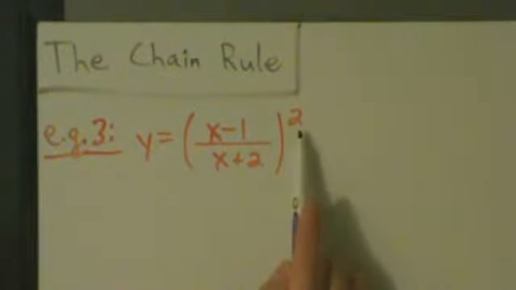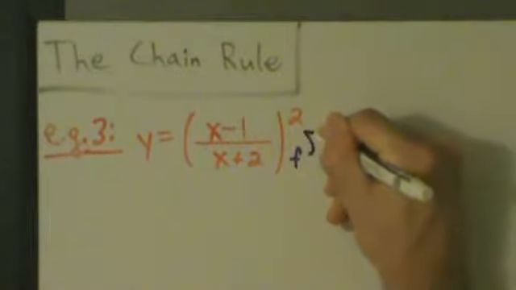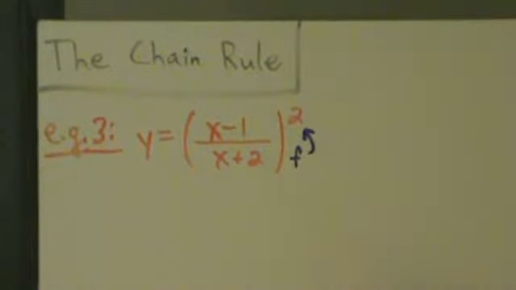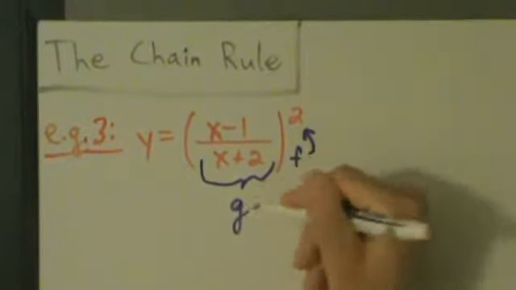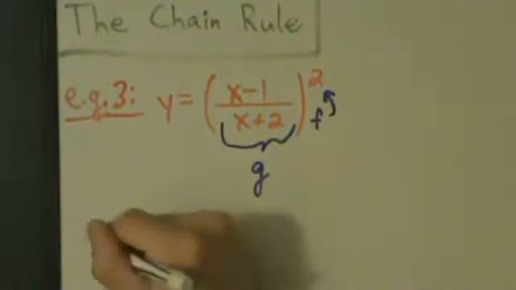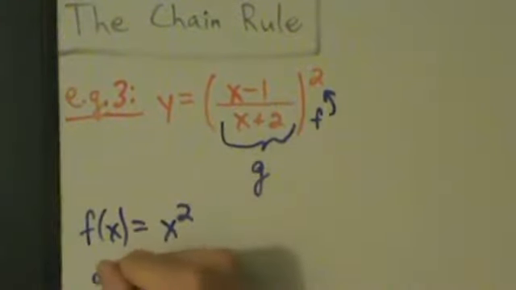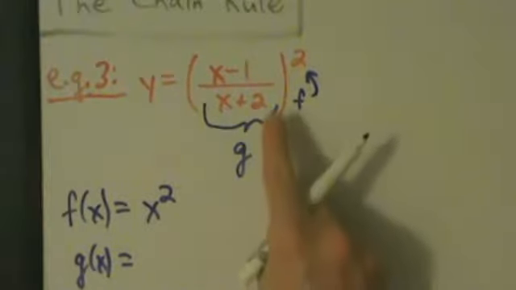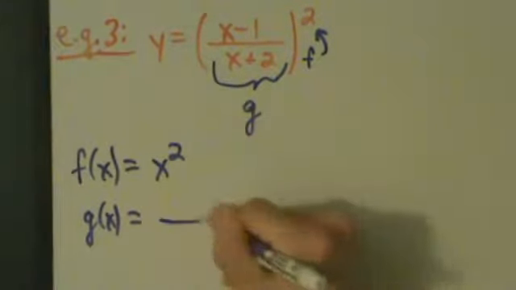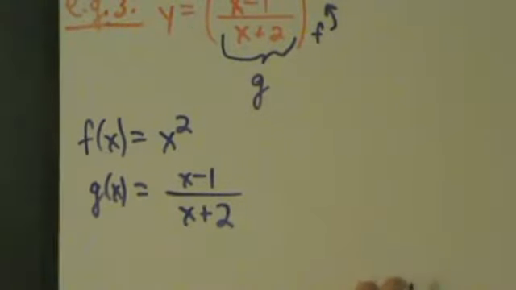So the biggest thing happening is a squaring. So that's our big guy, there, F. And then the little guy is what's on the inside, so that'll be our G. In other words, f of x is x squared, and then g of x is what's on the inside here, x minus 1 over x plus 2. Okay, so that's what's going on here.